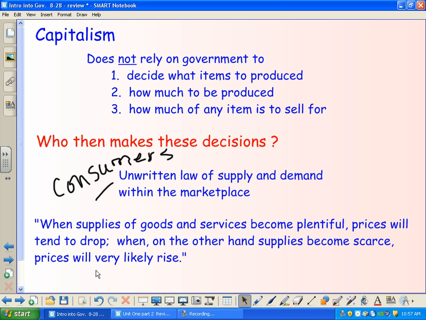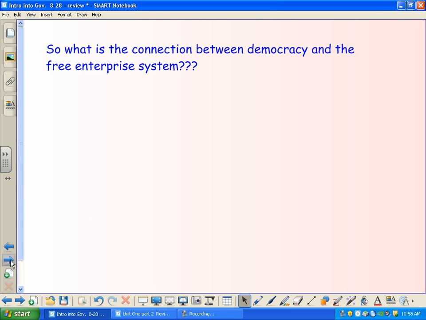When supplies of goods and services become plentiful, prices tend to drop. They're out there, they're not scarce, and there's competition, so prices tend to drop. When, on the other hand, supplies become scarce, prices will very likely rise, meaning there probably is less competition in the marketplace. There's less available supplies, meaning then in order to produce that, it's more costly, and the prices will rise. All right, so that is the unwritten law of supply and demand.